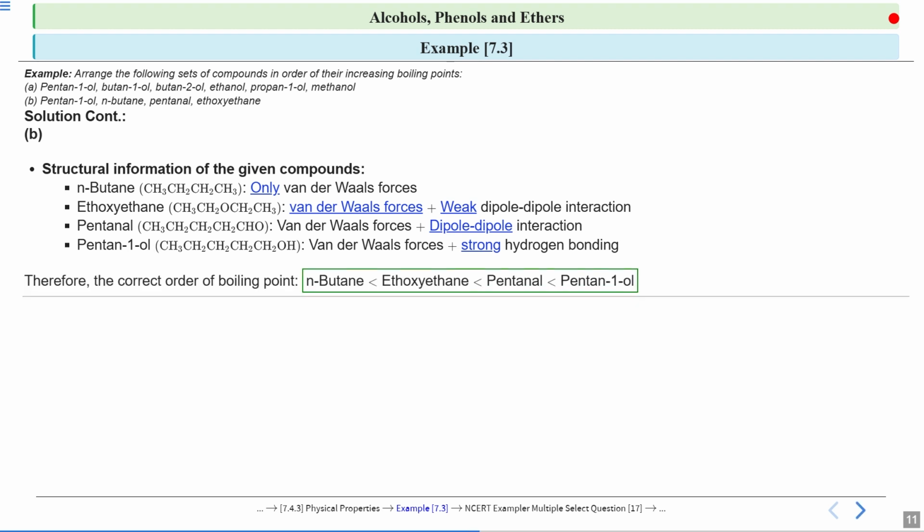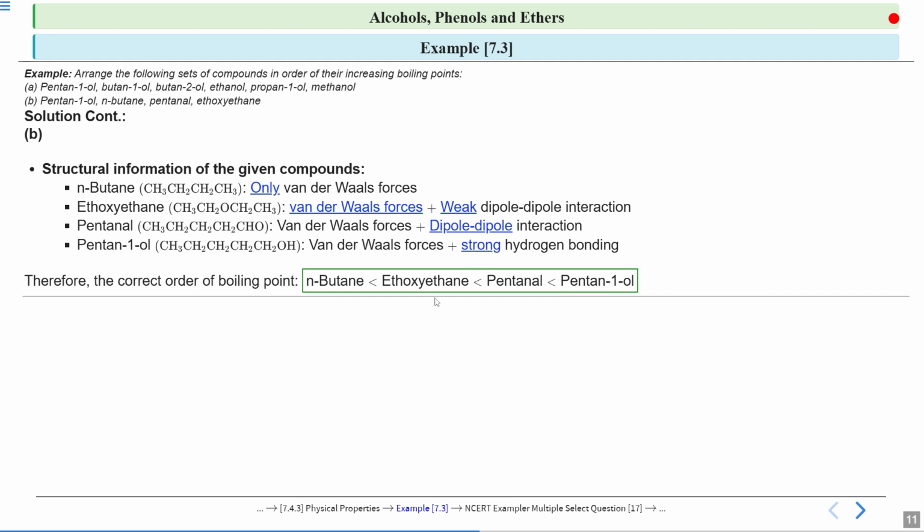So therefore, the correct boiling point order is, first comes pentan-1-ol, because it is an alcohol. So alcohol has the strongest hydrogen bonding. So you have to give more energy for the molecules to separate. So the boiling point will be more. Then comes our aldehyde group, that is pentanol. So in this there is van der Waals forces and dipole-dipole interaction because of C double bond O. That is, the bond polarity is there.